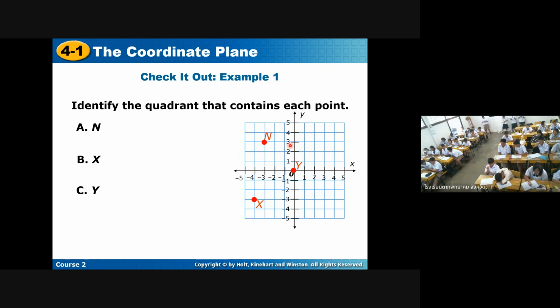Next. How about point N? In which quadrant is point N located? Point N lies in quadrant 2. Again, we're just looking for the location of something.